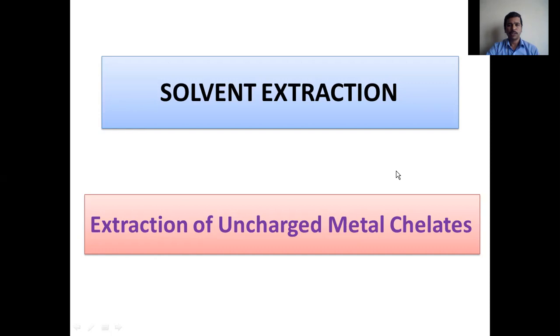This charge neutrality can be attained by treating any metal complex having some particular charge with a selective reagent in order to convert that metal chelate or metal complex into an uncharged one. What kind of reagents are used, how these reagents contribute in extracting the metal chelates in the uncharged form, and what equilibrium aspects are involved in the extraction of such uncharged metal chelates, we shall understand in this module.